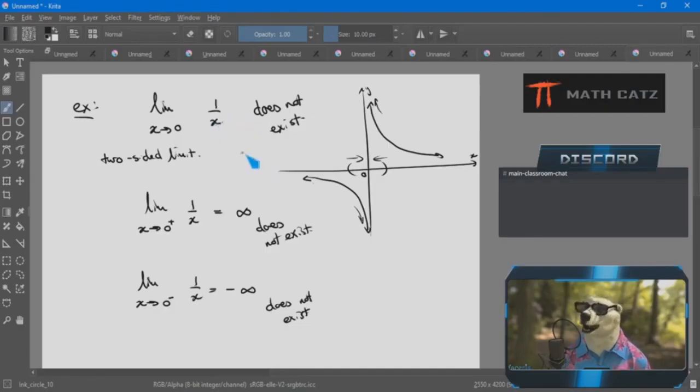We just didn't know what to do at that stage. We understood it didn't exist. We wanted to say more. But when we have the one-sided limits, we can now be more specific. We just couldn't do it at that stage. So we need to go back.